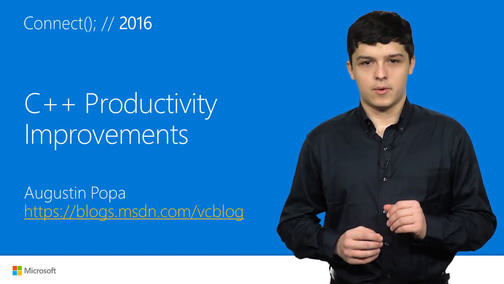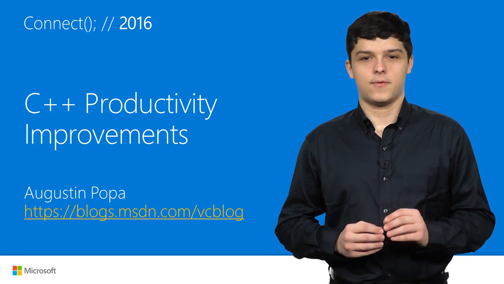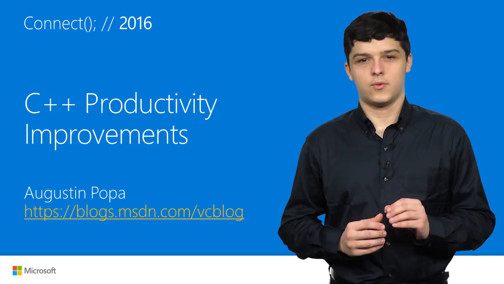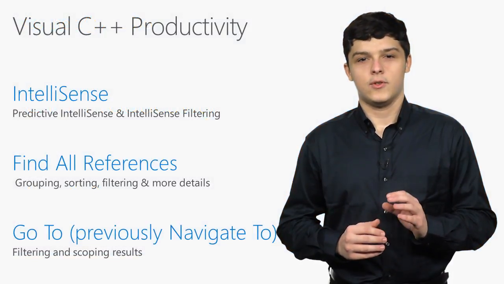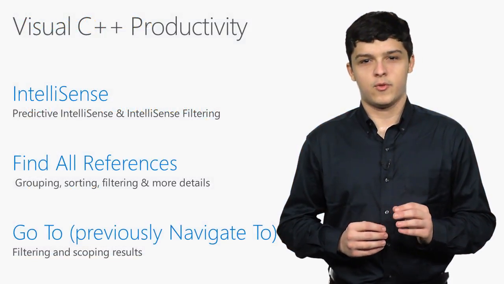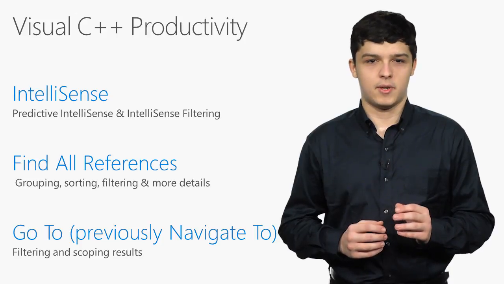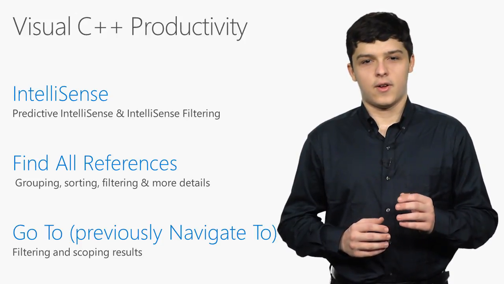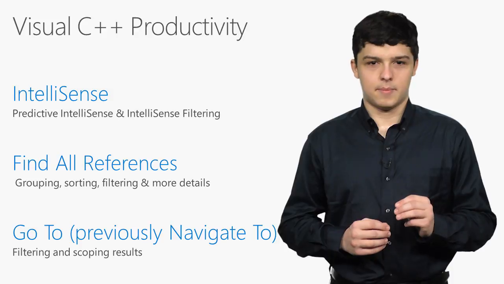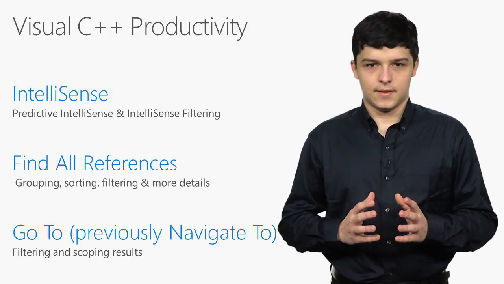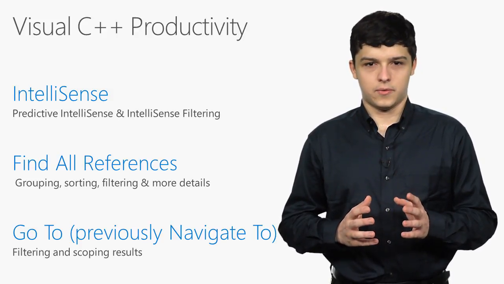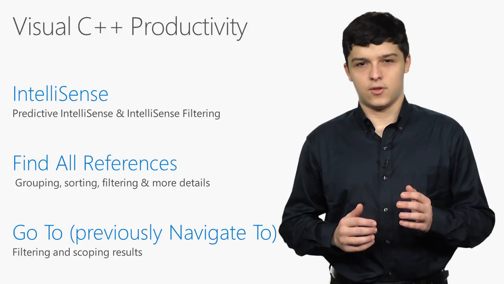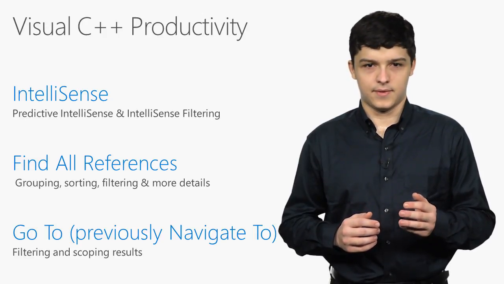Today I'm going to talk to you about changes to the productivity experience for C++ developers in Visual Studio 2017. In Visual Studio 2017, we made a number of improvements to the code editing and navigation experience. In this video, I will go over three features that have been updated: IntelliSense, Find All References, and GoTo, which was previously known as Navigate To in Visual Studio 2015.